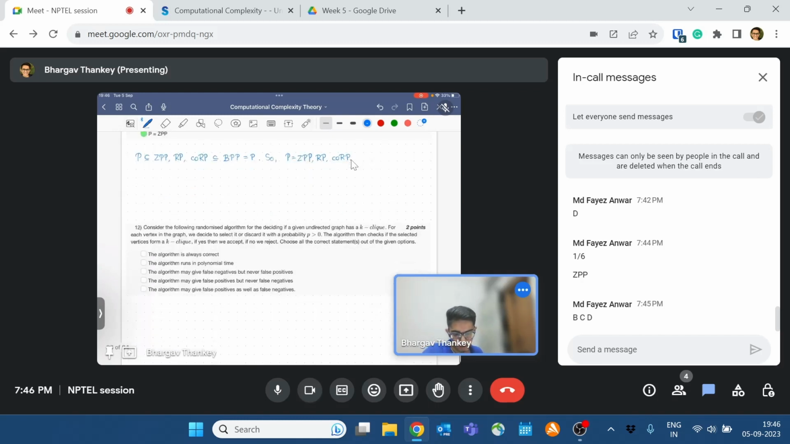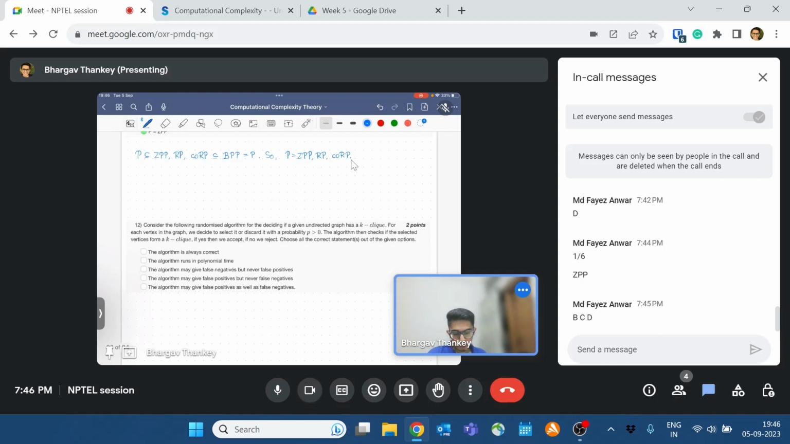So let's look at the last problem. Consider the following randomized algorithm for deciding if a given undirected graph has a k-clique. For each vertex in the graph, we decide to select it or discard it with probability p greater than 0. The algorithm then checks if the selected vertices form a k-clique. If yes, then we accept. If no, we reject. Choose all the correct statements out of the given options.